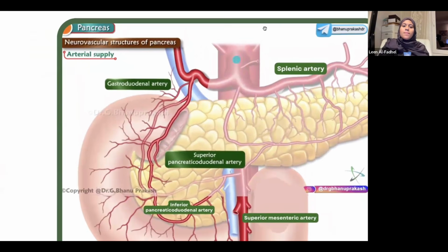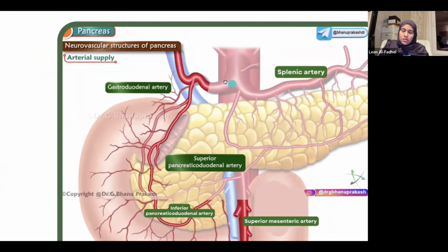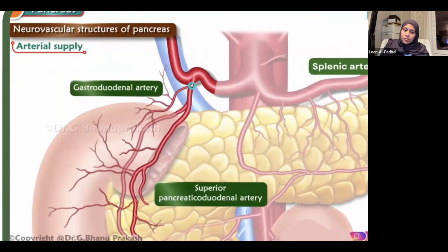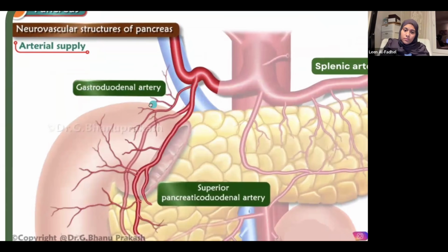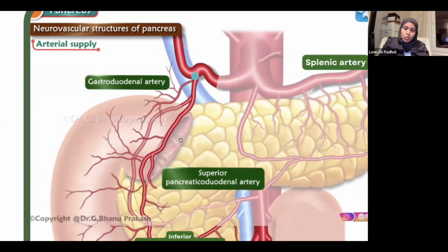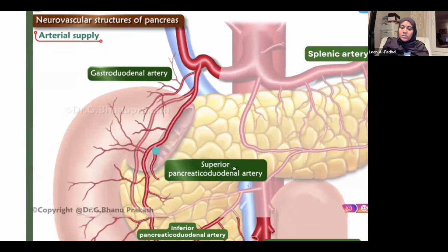So, this is the aorta, right? Coming out of it is the celiac trunk. The celiac trunk will divide into the common hepatic artery. Coming out of the common hepatic artery, what I want to focus on is the gastroduodenal artery. The gastroduodenal artery will run posteriorly and superiorly and anteriorly as what? As the superior pancreaticoduodenal artery. Break the word down.